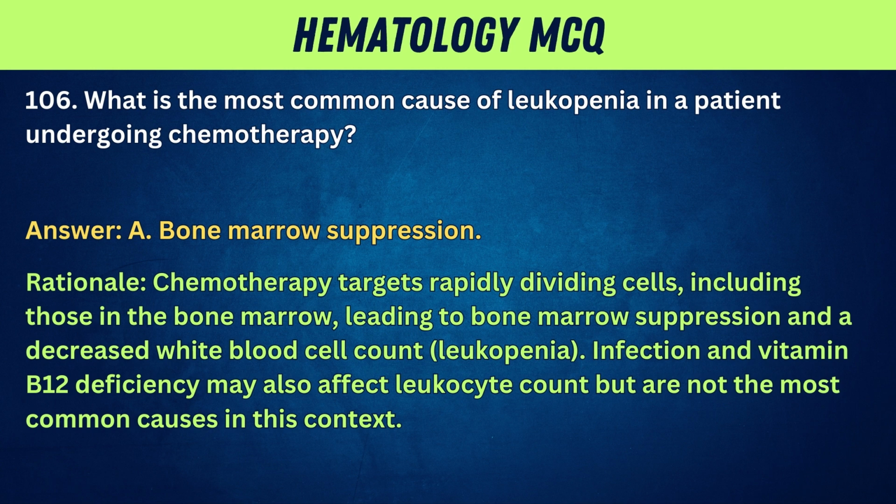Rationale: chemotherapy targets rapidly dividing cells, including those in the bone marrow, leading to bone marrow suppression and a decreased white blood cell count, leukopenia. Infection and vitamin B12 deficiency may also affect leukocyte count but are not the most common causes in this context.